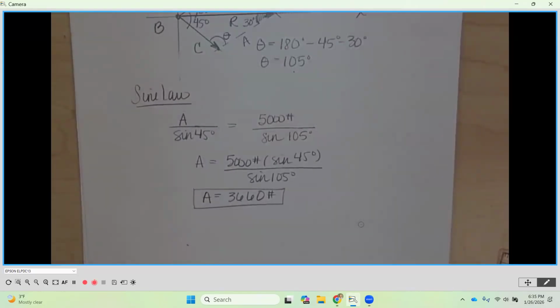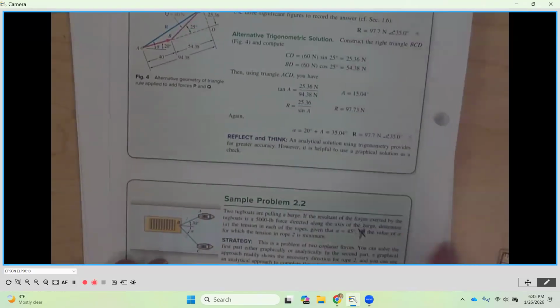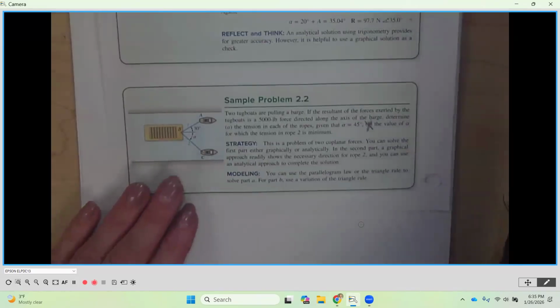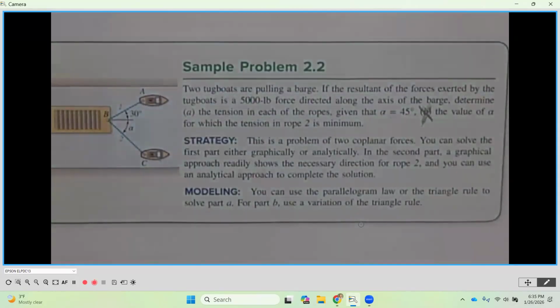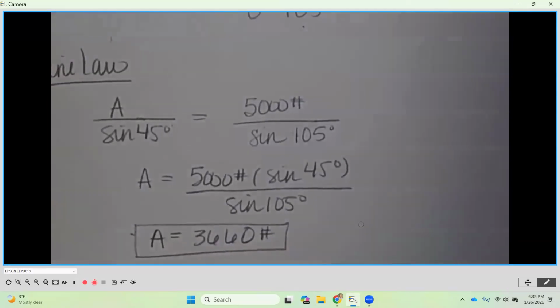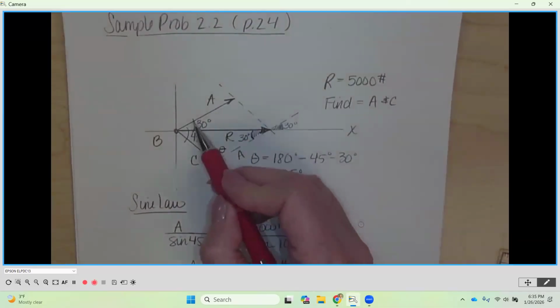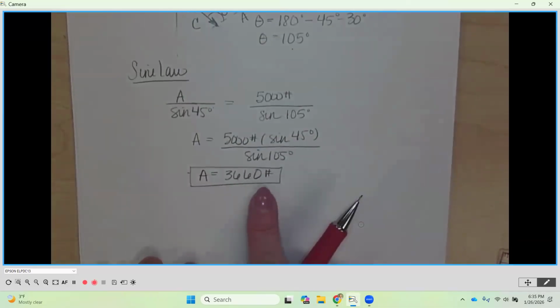Now that's the magnitude of the tension in that cable. If I look here, that means I just found the tension in this cable. I know its direction is 30 degrees, so I didn't have to solve for that. So this vector is fully defined. It's at 30 degrees going up and to the right, and you should have A going up and to the right at 30 degrees. Now the magnitude of A is 3,660. So that tugboat has to have the ability to pull at that angle with that much force. But we've got another tugboat.